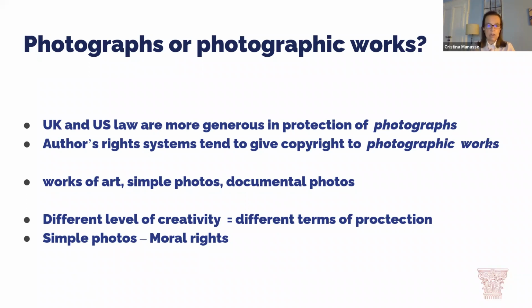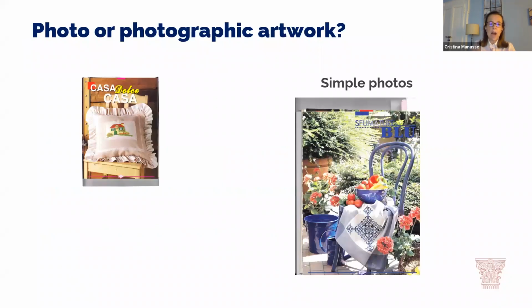And according to the different definitions we can give, or the judge can decide to give the work, the protection granted to the author is different. And so the level and the kind of rights that are granted are also different. So different levels of creativity mean different terms of protection, both in the length of the protection and in the sense of the rights that are granted to the author or to the right holders. And in another case, we also have to remember that simple photos have the limit that they are not granted moral rights. But let's try to define how we distinguish between photos and photographic artworks.